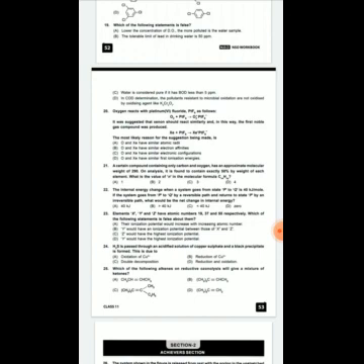Option B, oxygen and xenon have similar electron affinities. Option C, oxygen and xenon have similar electronic configuration. Option D, oxygen and xenon have similar first ionization energies. So option D will be the correct answer, as oxygen and xenon have similar first ionization energies.